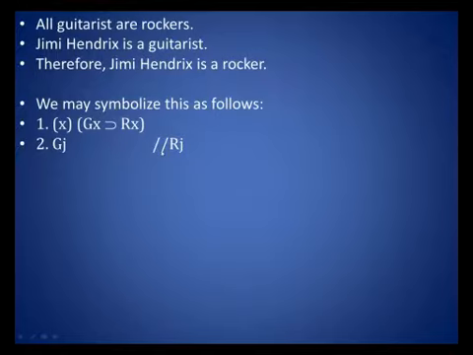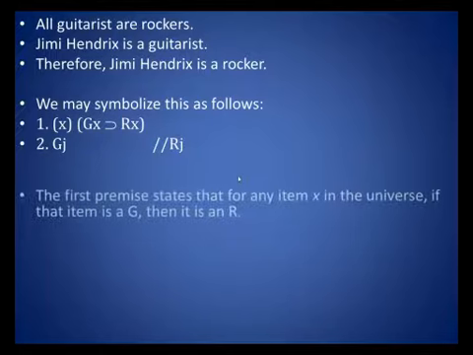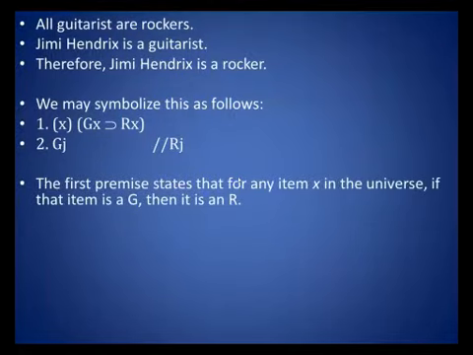My conclusion in this case is therefore Jimi Hendrix is a rocker, which we display as capital R for rocker and lowercase j for Jimi. Okay? Now in order to solve this, we're going to need to use our universal instantiation. Now before that, let's look at a few things. The first premise states that for any item x in the universe, if that item is a G, then it is an R, right? For all x, if x is G, then x is R. So for any item x in the universe, if that item is a G, then it is an R.